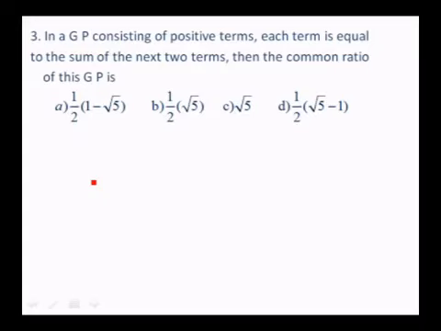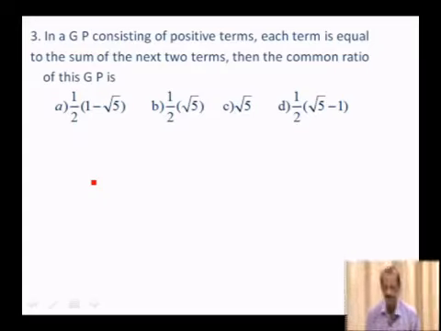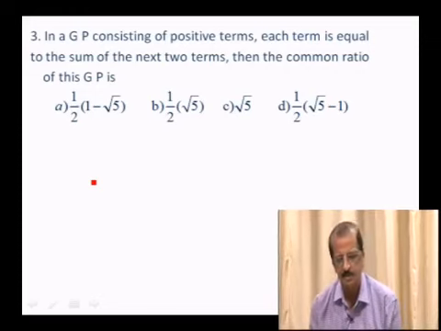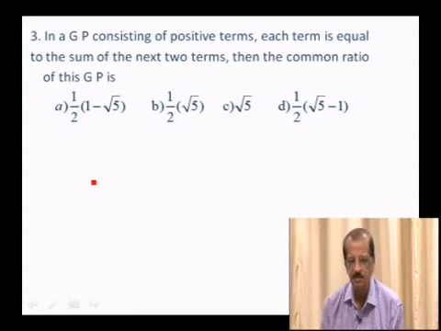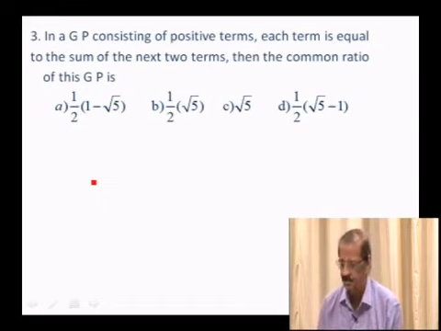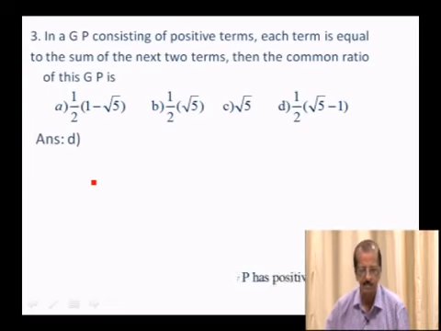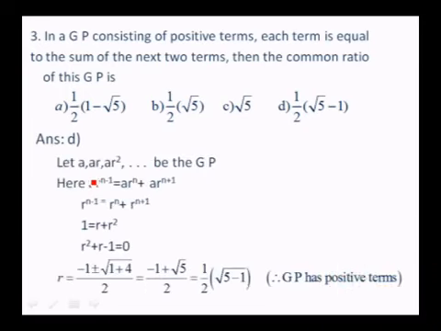So, the option is C. In a GP consisting of positive terms, each term is equal to the sum of the next 2 terms. Then the common ratio of this GP is, given 4 options here. So, in order to find the common ratio of this GP, let us take the nth term and equate it to the sum of the next 2 terms. We obtain the option as D later on. If I take the GP as A, AR, AR square, etc., AR to the power of n minus 1, that is the nth term, is equal to the n plus 1 and n plus 2 terms, AR to the power of n plus AR to the power of n plus 1.